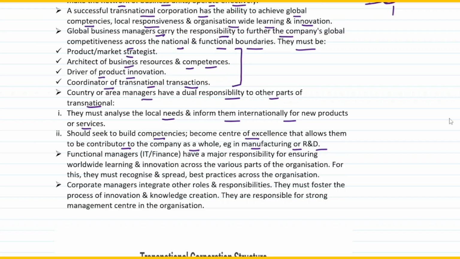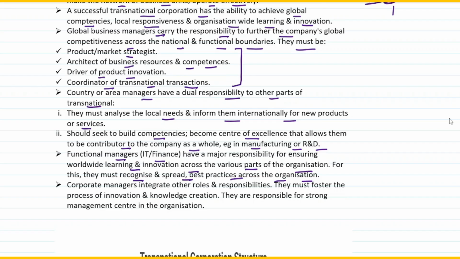Then other characteristics are functional managers, that is either in IT or finance. They should have a major responsibility for ensuring worldwide learning and innovation across the various parts of the organization. So whenever you are writing any kind of characteristics, please make sure this learning and innovation is a point which is repeated every now and then. At least in transnational, that becomes very relevant. For this, they must recognize and spread best practices across the organization. So they should spread the best practices, and hence that would ensure that your transnational structures are successful in nature.